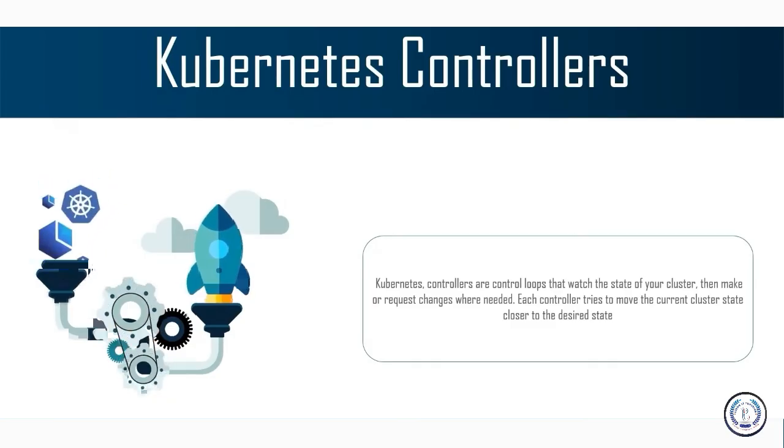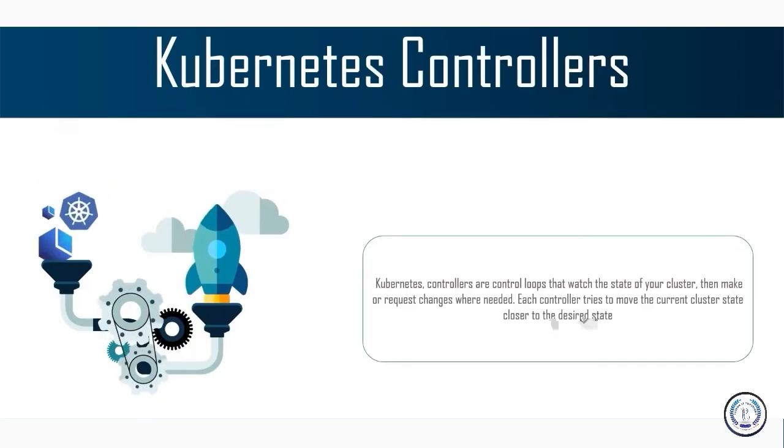So coming back to Kubernetes, controllers in Kubernetes are basically like this control loop that watches the entire state of your cluster and then requests changes where needed. Each controller tries to move the current state closer to the desired state. Let us now move ahead and discuss some of the popular controllers available to us in Kubernetes.